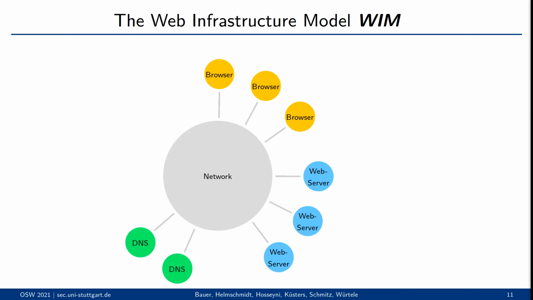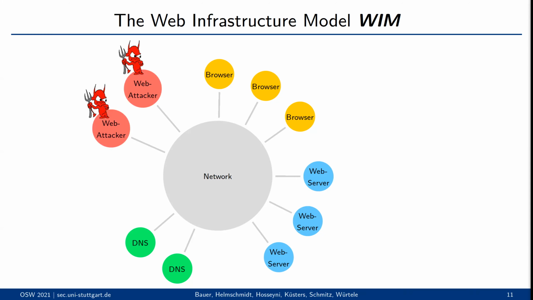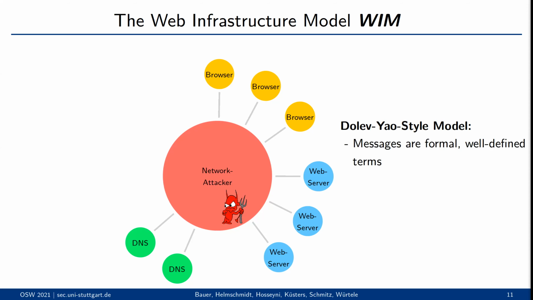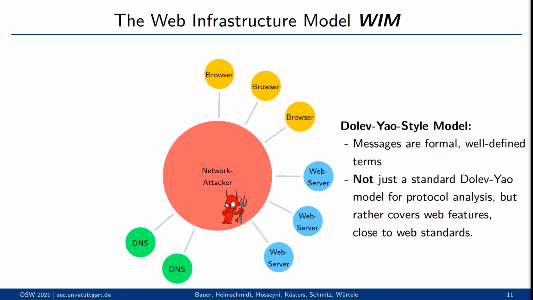So it models the network, it models browsers, web servers, DNS servers, also attackers that can control single entities, but also an attacker that can control the whole network. The WIM is a so-called Dolev-Yao style model. And here an important aspect is that messages are formal and well-defined terms. But the WIM is not just a standard Dolev-Yao model, but it covers many, many web features, which we will see now. So let's take a closer look at what features the browser model of the WIM models.